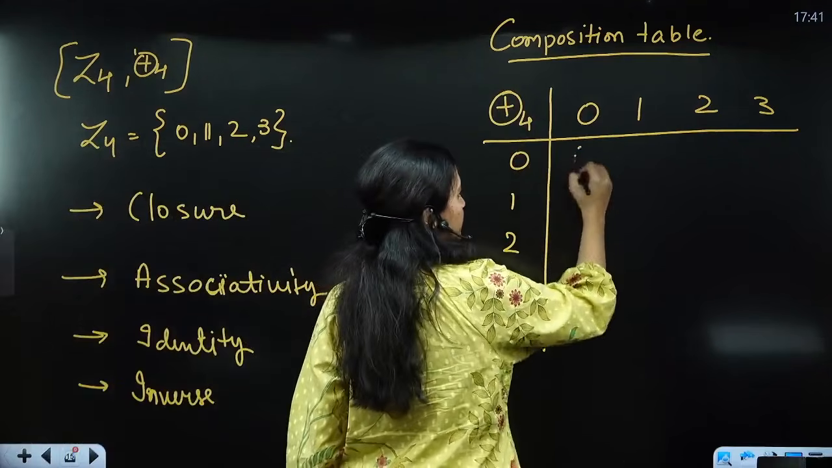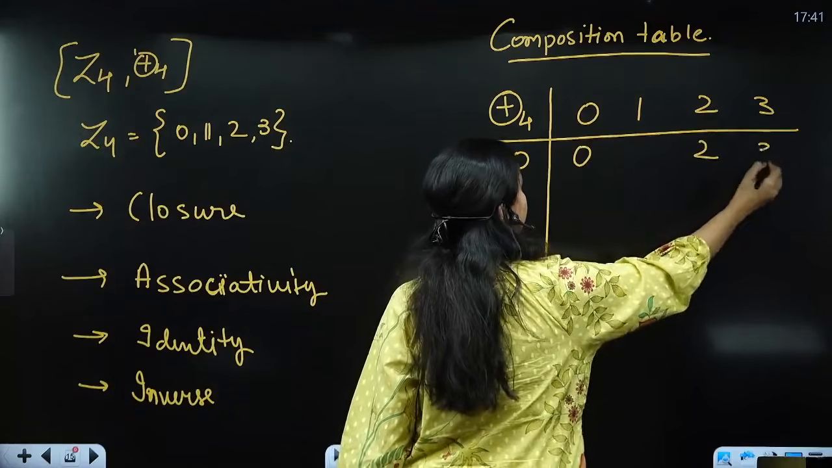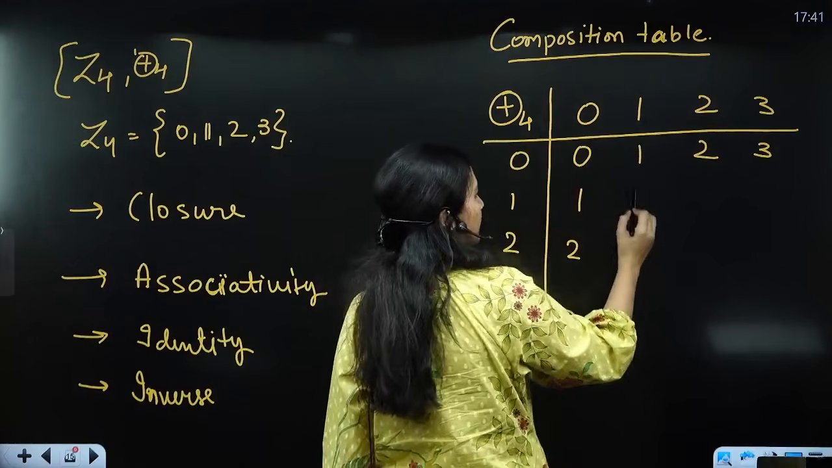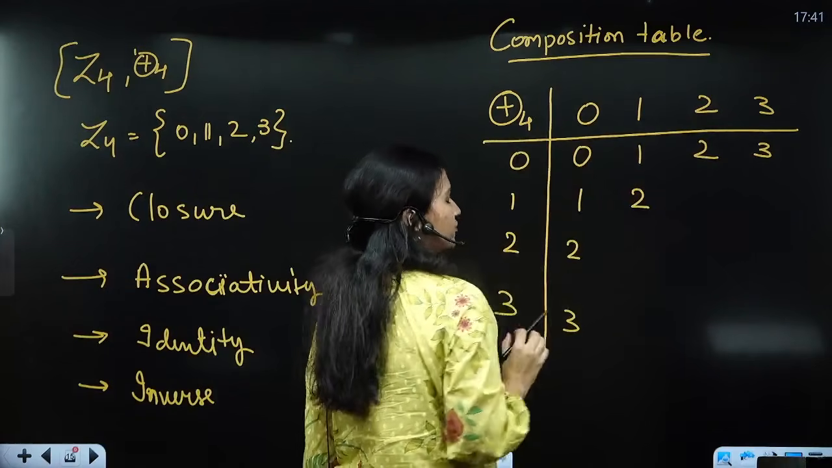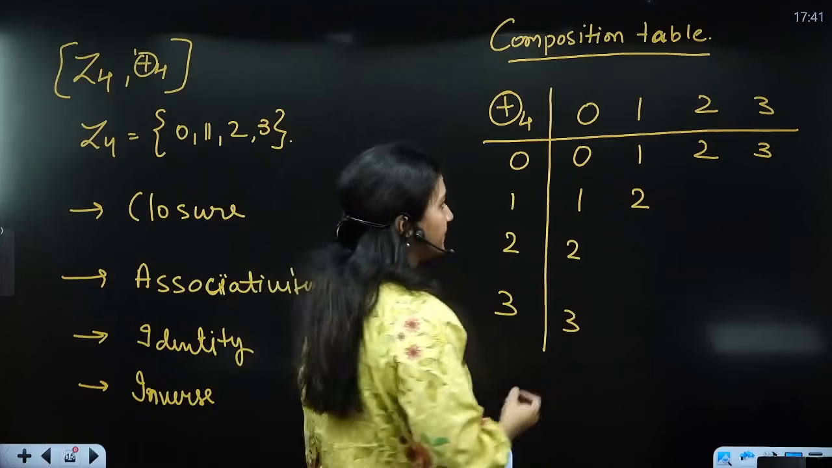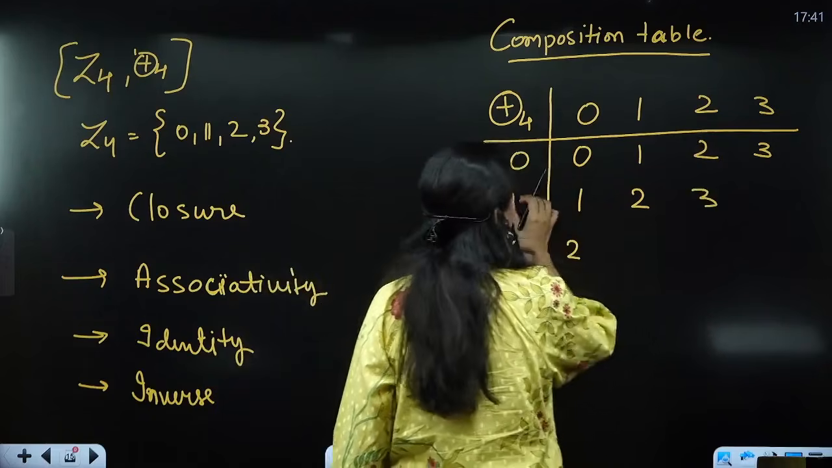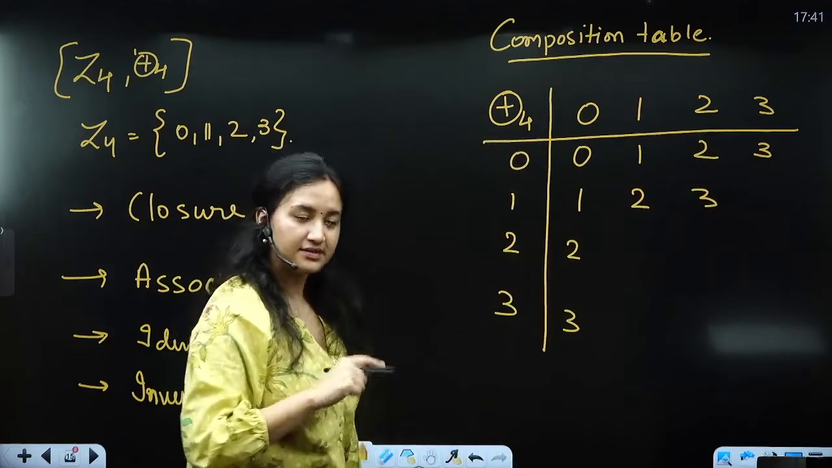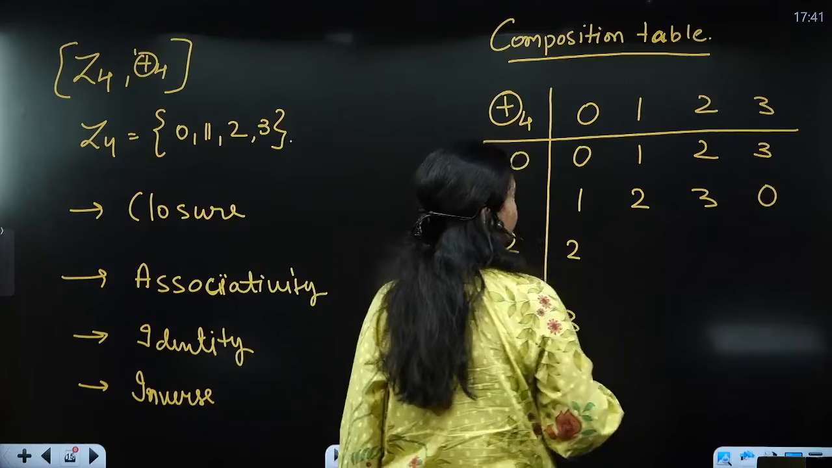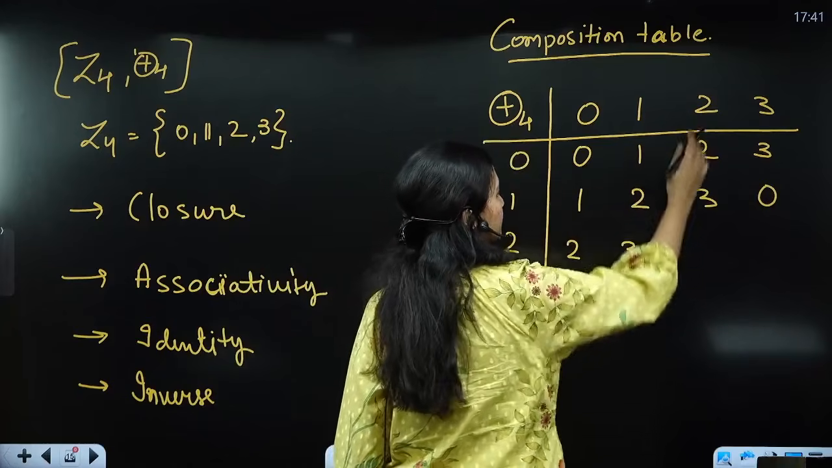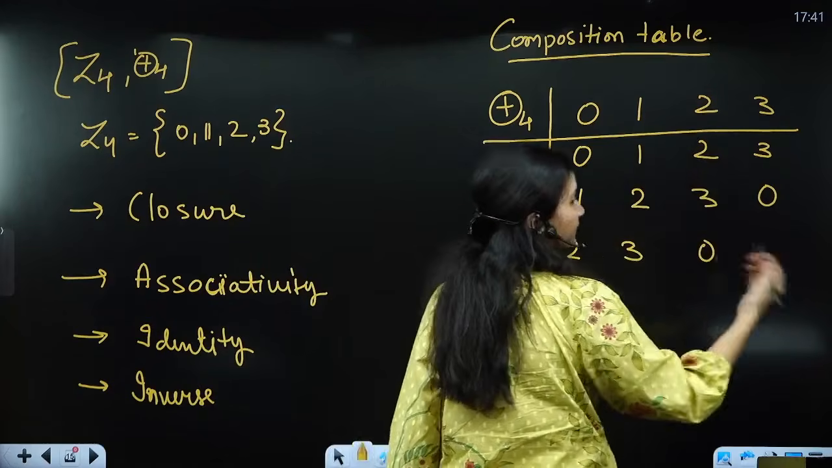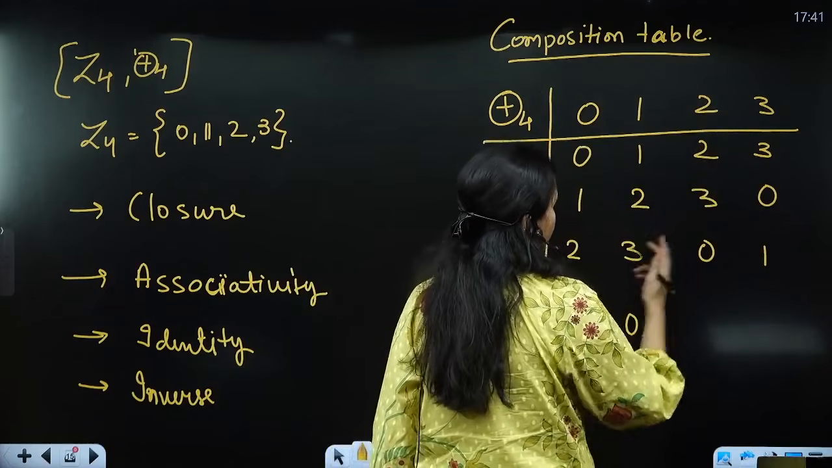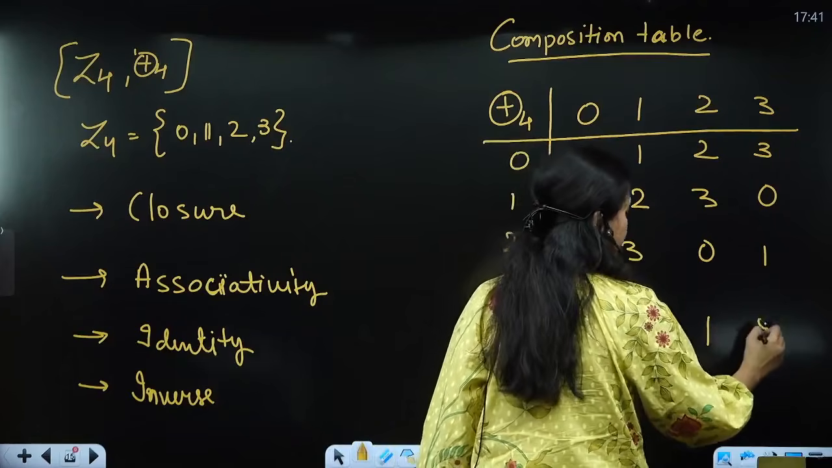So 0 plus 0, 0, 1 and 3, right? Similarly here, now 1 plus 1 is 2. 2 when divided by 4 is again going to leave the remainder 2 only, right? 1 plus 2, 3. But 1 plus 3 is going to be 4. 4 when divided by 4 is going to leave remainder 0. So this is 0. Now 2 plus 1 is 3. 2 plus 2 is 4, that is 0. Plus 3 is 5, that is 1. 3 plus 1 is 4, 0, 5, 1, plus 3, 6, that is 2.